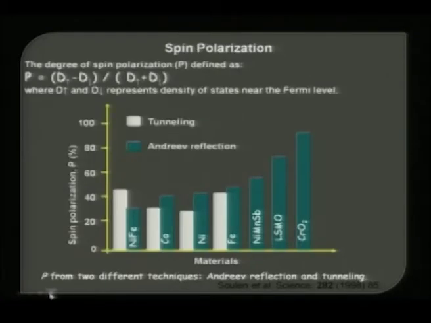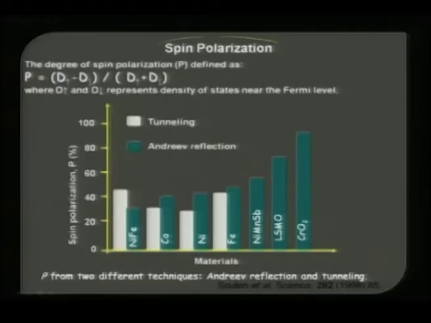If we have different spin bands, then the first question that I would like to know is what is the spin polarization of these ferromagnets. The definition I am using for spin polarization is the density of the upspin states minus the density of the downspin electrons, divided by the density of the upspin plus the density of the downspin, where D plus and D minus represent the density of states near the Fermi level.